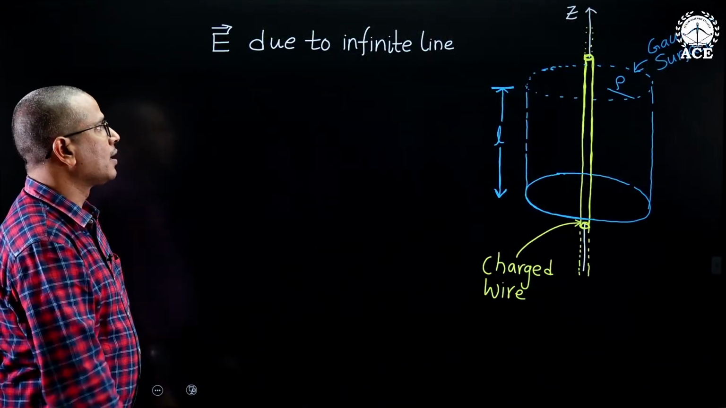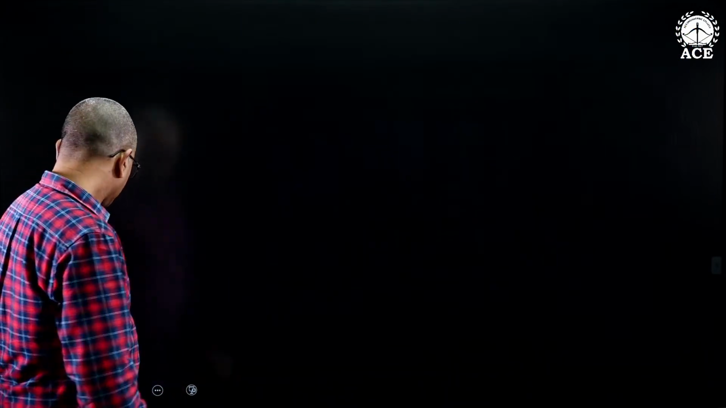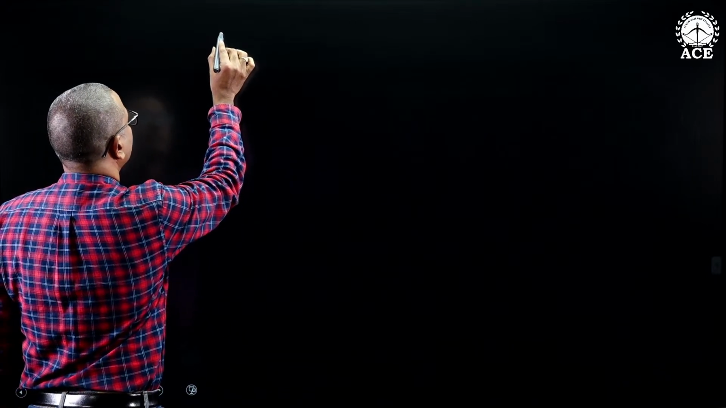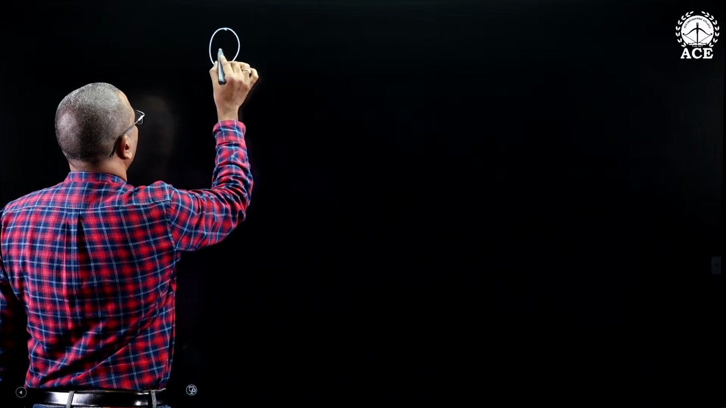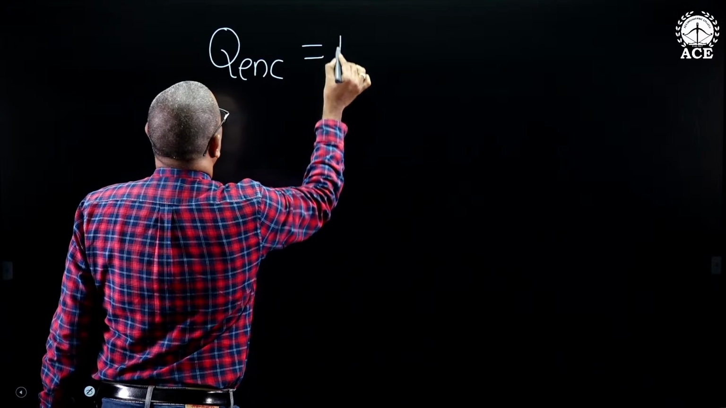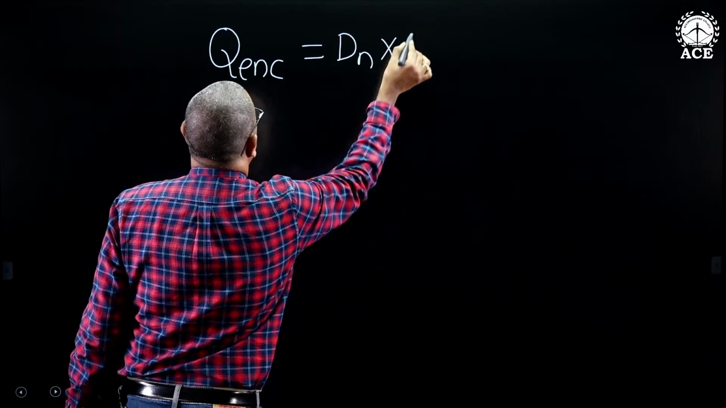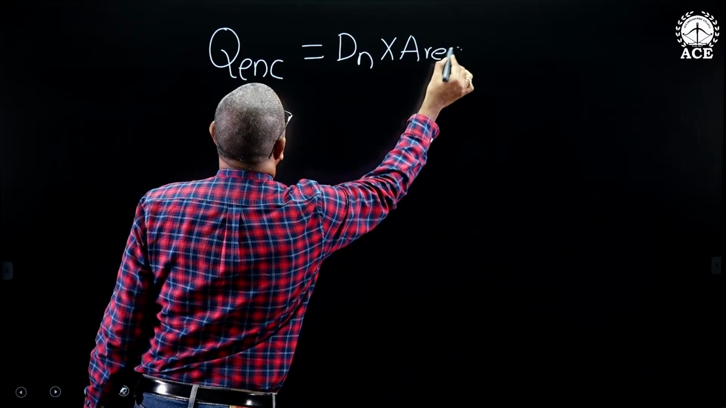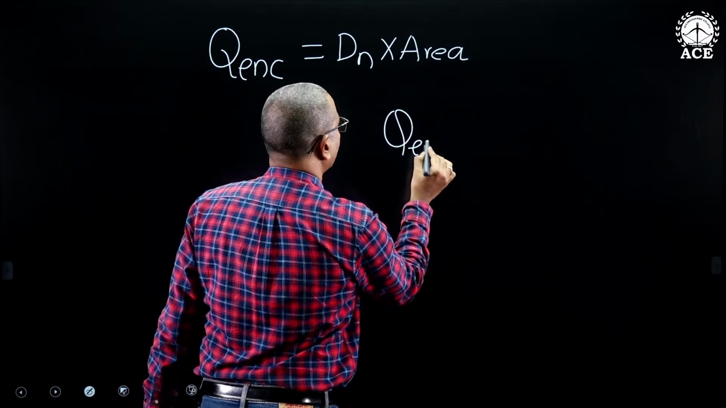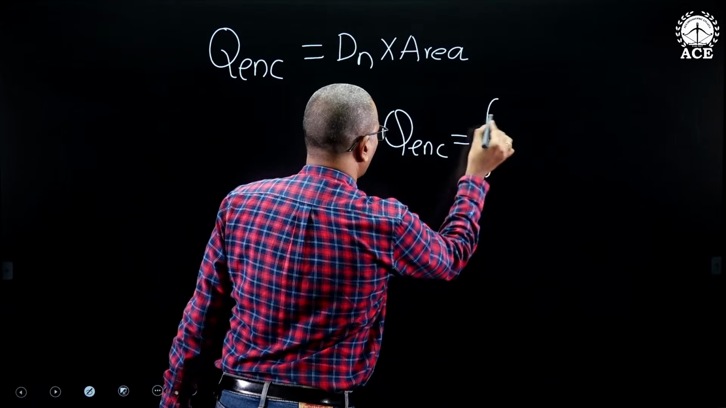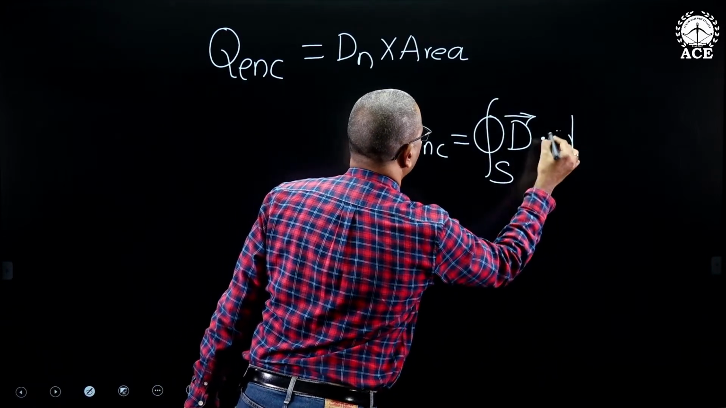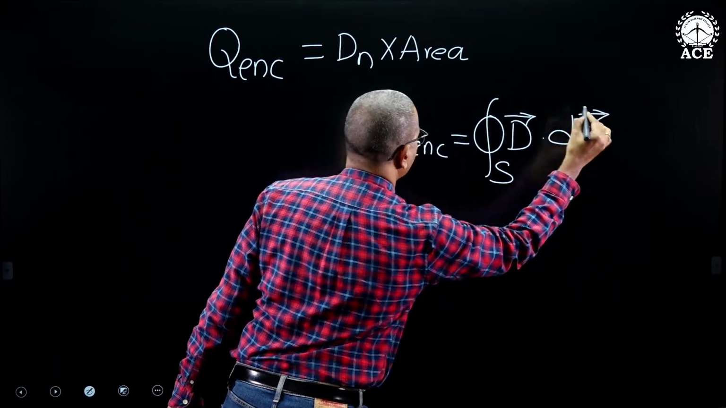Now when we are applying the Gauss law mathematical model, we should take care. The very first step is this simple mathematical equation to apply Gauss law: Q enclosed is equal to Dn multiplied with area. The basic equation is Q enclosed equal to the closed surface integral of D bar dot dS bar. This is our basic equation.